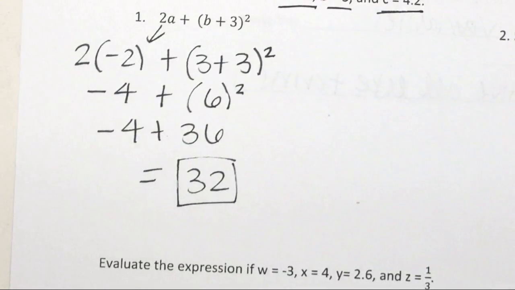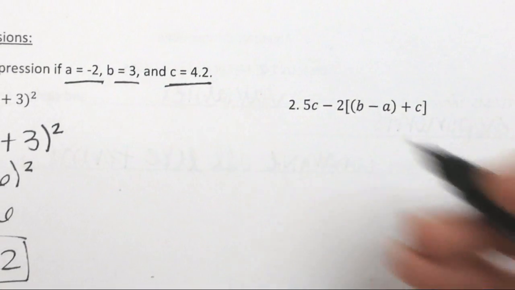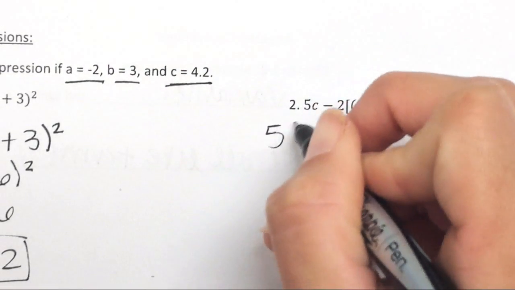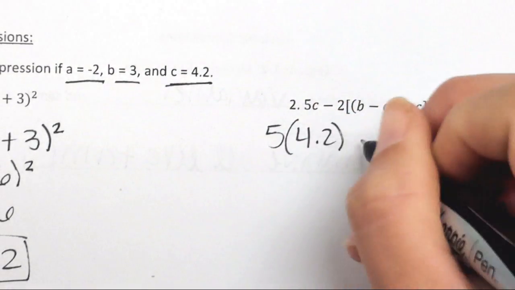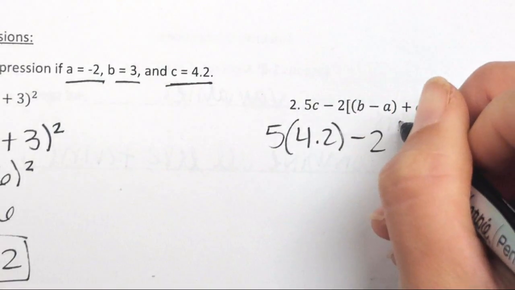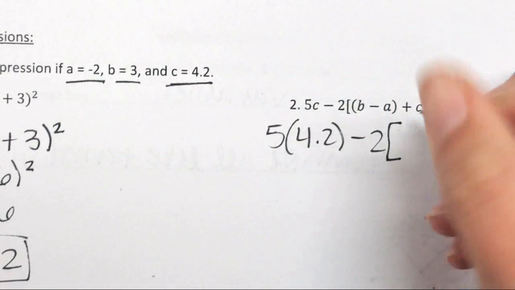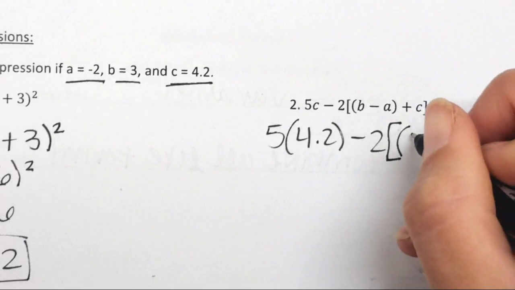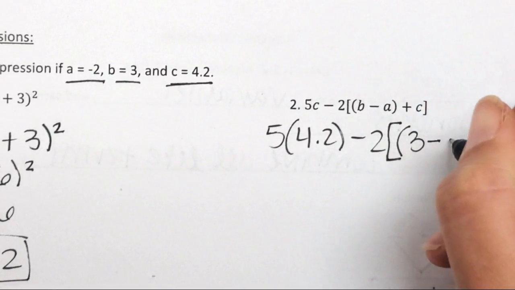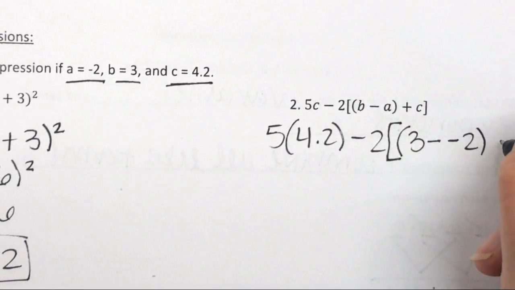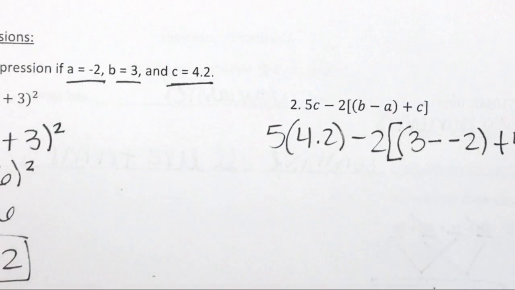Alright, on this next one, go ahead and tell me how to rewrite this. 5 parentheses 4.2 minus 2. Bracket. Bracket parentheses 3 minus -2. Close parentheses plus 4.2. Close bracket. There we go.